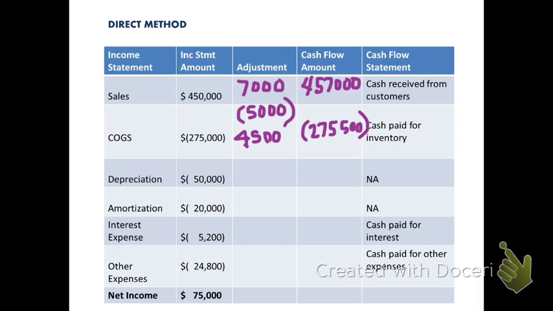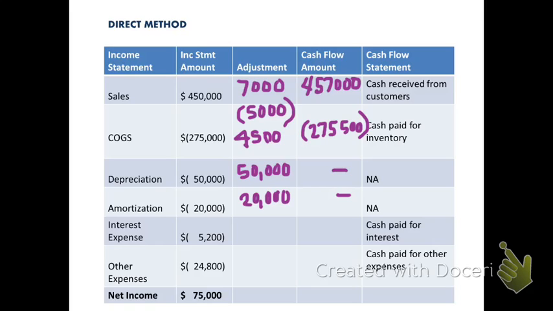Remember those non-cash expense adjustments that we made? We're going to go ahead and make them again. The $50,000 adjustment for depreciation and the $20,000 adjustment for amortization, which results in no cash flow, which is what we expected for those two non-cash amounts.